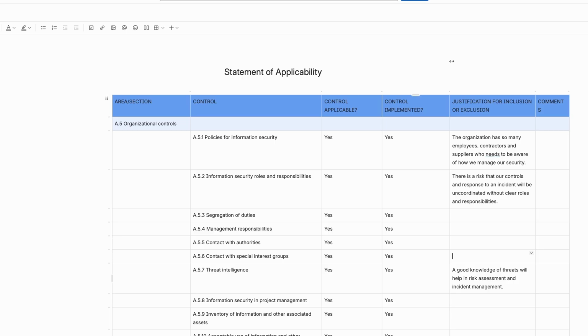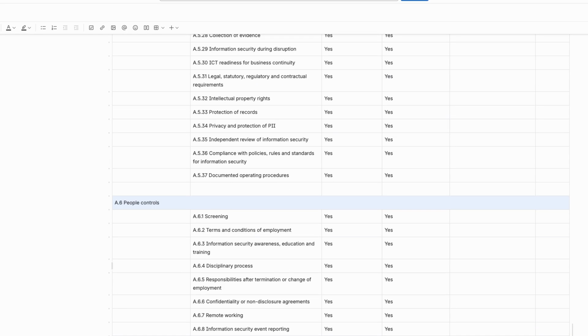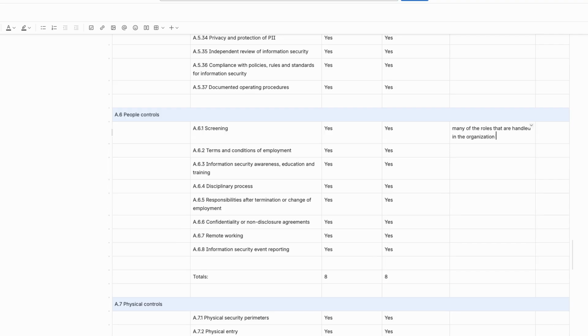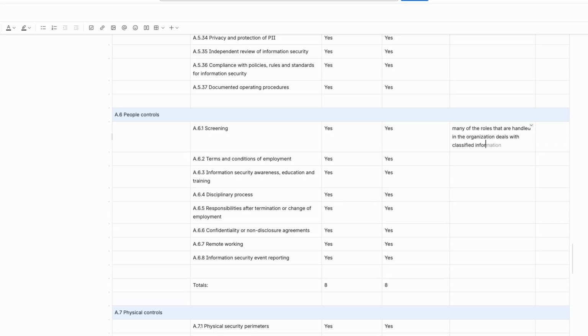Let's look at A6, which is people controls. Let's say screening. Under screening, what will be the justification? We are saying that many of the roles that are handled in the organization deal with classified information, and that is the reason why we need screening in the organization.